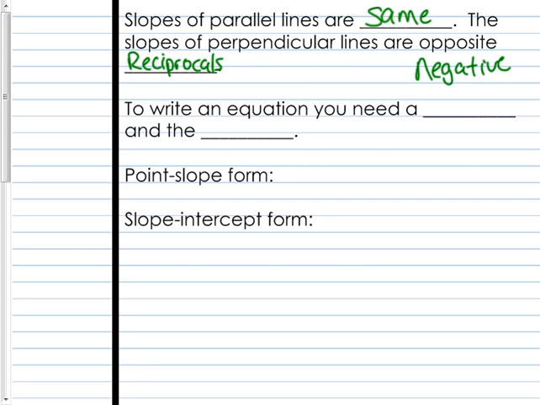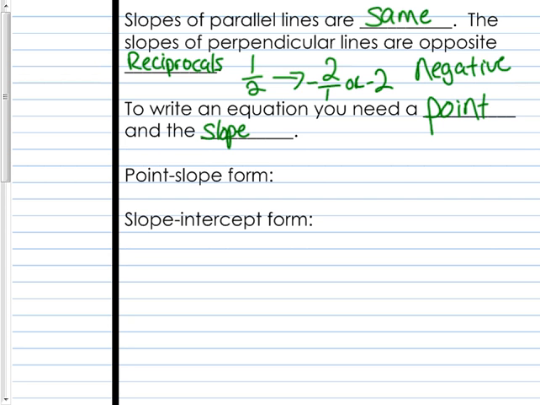So if the line we had, the slope was 1/2, the opposite reciprocal of that, I shouldn't say equals because it's not, the opposite reciprocal of that is upside down, so 2/1, and then the opposite sign, negative. Negative 2/1 or -2, whatever way you want to write that. To write an equation, you need two things. You need a point, any point on the line, and you also need the slope.